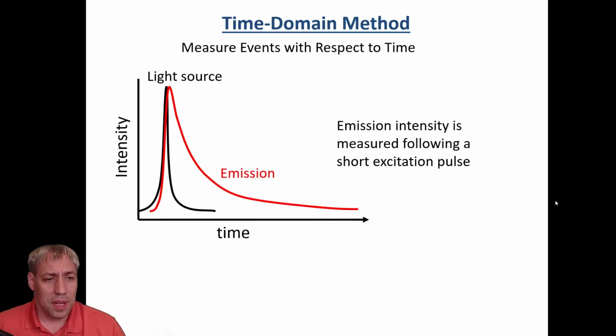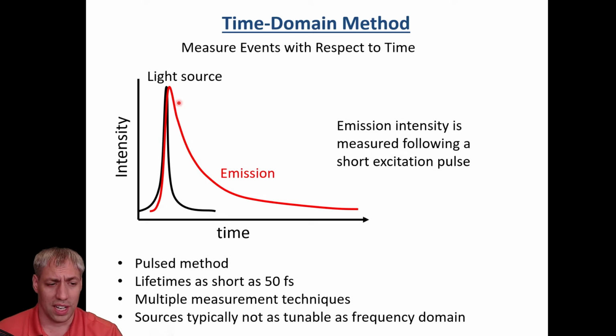So in time domain measurements, you're essentially looking at graphs that look something like this. You have some kind of light source where you can do a very narrow, and by narrow I mean temporally narrow, pulse of light. You flash that light on the sample, it gets excited, and the sample will decay over time, as we talked about earlier, typically an exponential decay for a molecule in solution. And essentially what you want to do is monitor that emission decay over time.